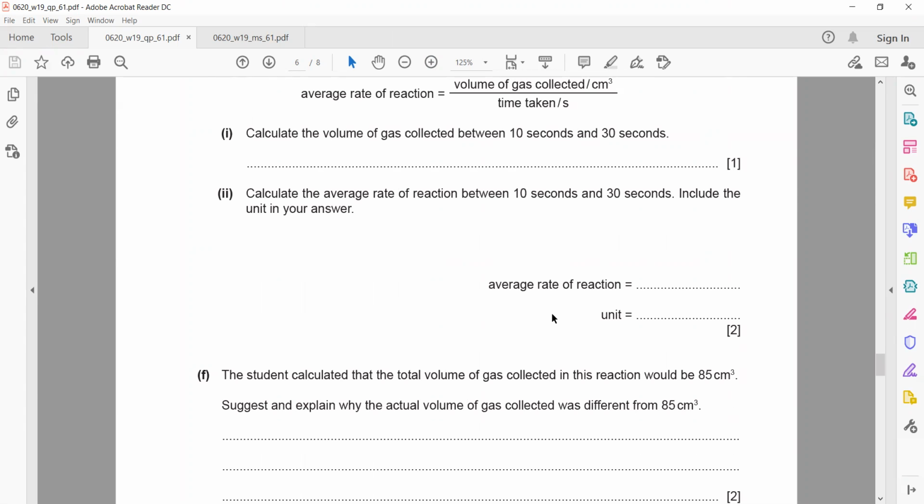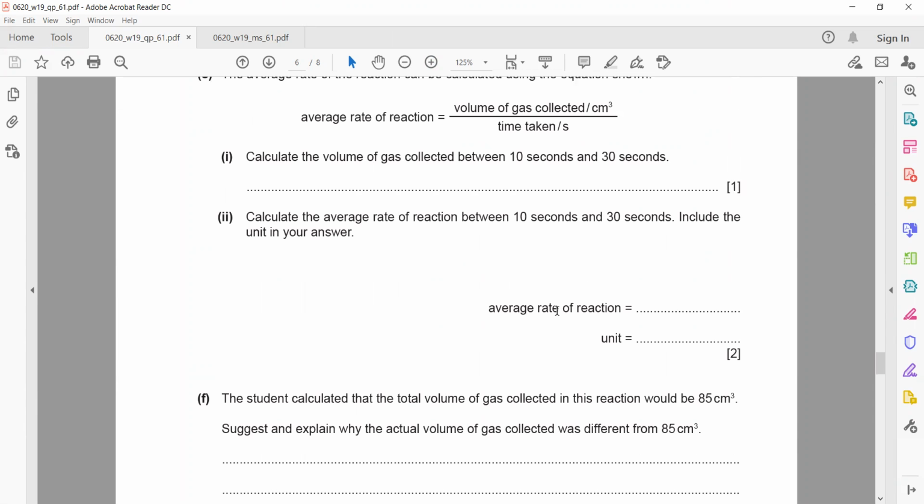Then to calculate the average rate, the time taken, because from 10 seconds to 30 seconds it's 20, so the volume is already there. You get the volume, and that volume is divided by 20 seconds, because from 10 to 30 seconds the interval is 20. You will get the average rate, which will be centimeter cube per second.